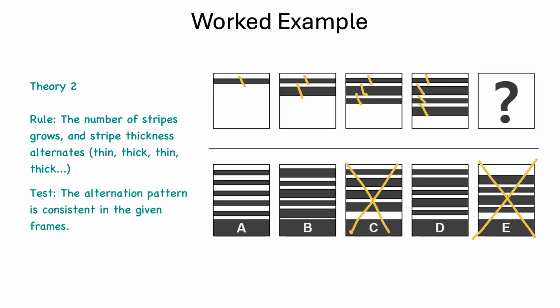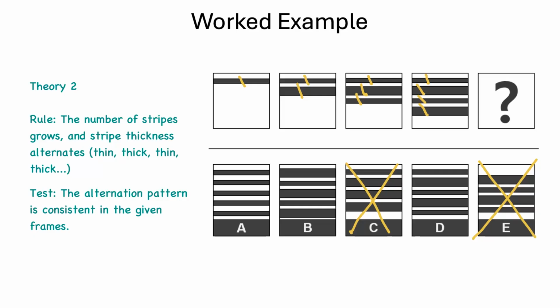So this rule is sensible. It is alternating between thin and thick, and as we've just seen in our test, the pattern is consistent across all the frames. And therefore, we could predict that the missing frame not only adds 1 stripe each time, but that the stripe will alternate between a thin and a thick stripe.